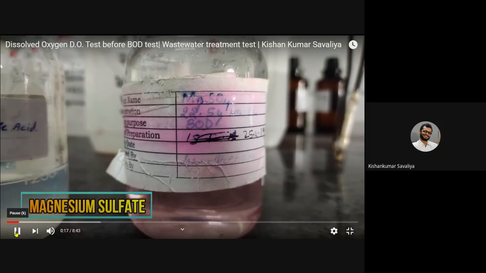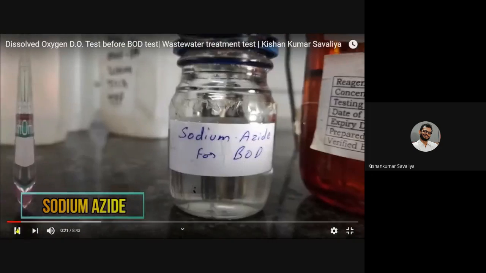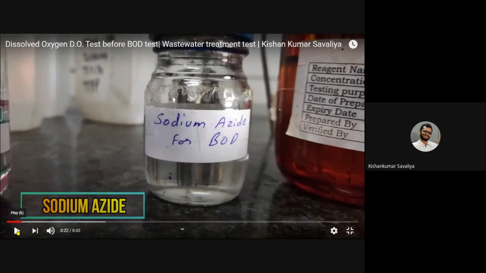Okay. Next is sodium azide. So we require sodium azide. This is the third chemical. Okay. So be with me so that you can understand the steps.